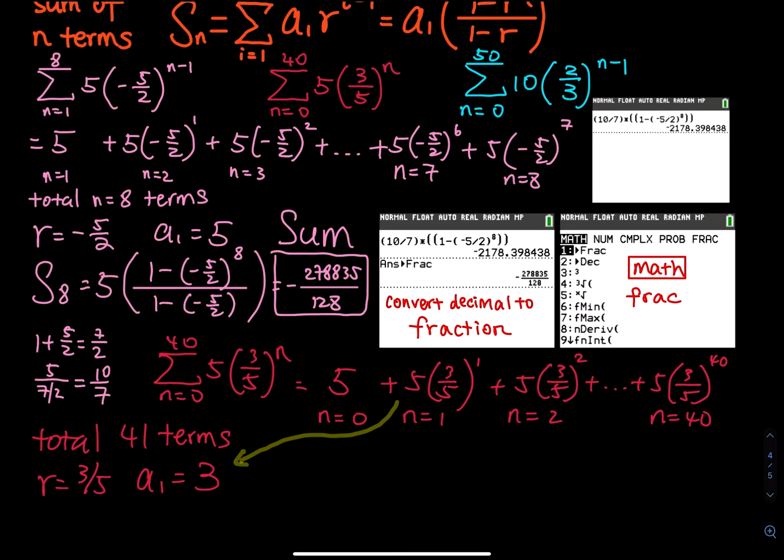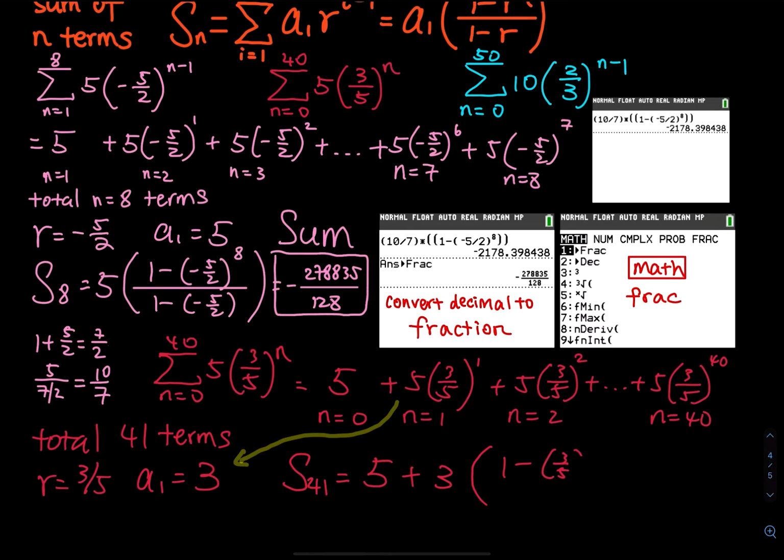All right, then what about the sum? That's why I picked a problem where n starts at 0, as the sum of 41 terms. I put the 5 right here, and then I apply the formula. I am going to treat this as one piece. So I will just ignore the 5 and apply the formula to this piece, and the 5 I will just leave outside. 5 times 3 times 1 minus the common ratio, 3 over 5, and then raised to what power?